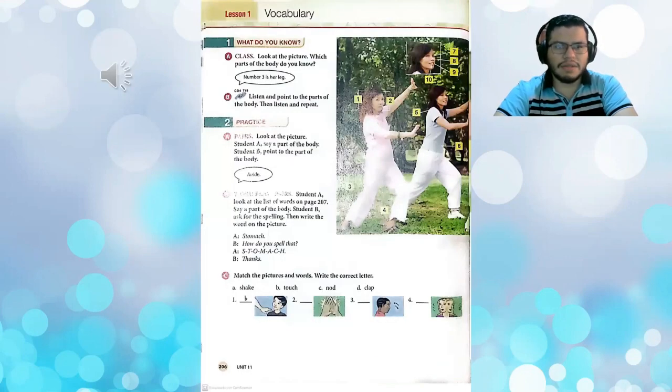Vocabulary. What do you know? We're gonna look at the picture. For example, what's the number 2? The number 2 is face. Face. What's the number 1? The number 1 is head. Head. Yeah, and you're gonna go describing one by one of them according to the next page.